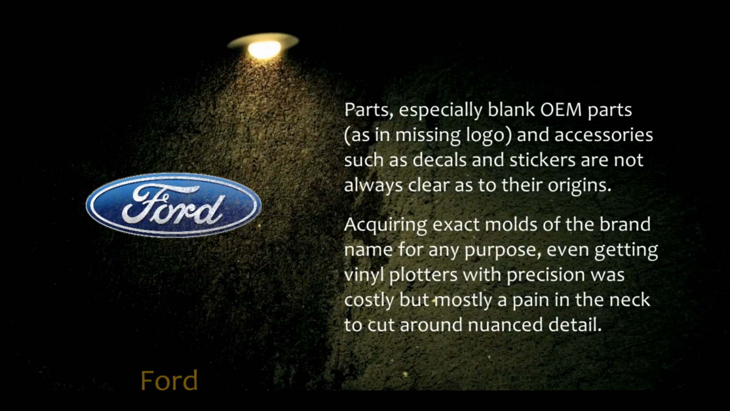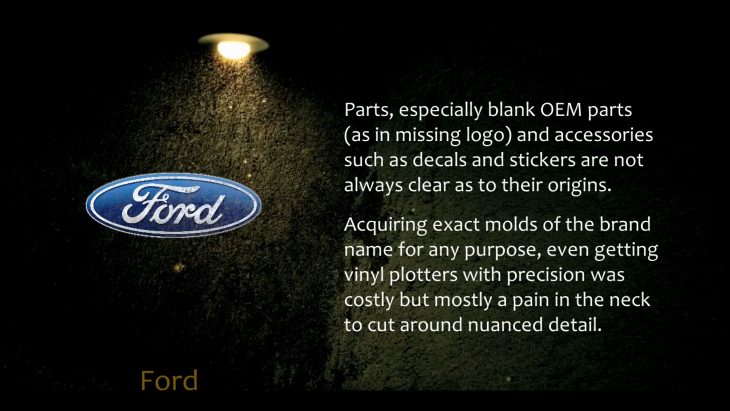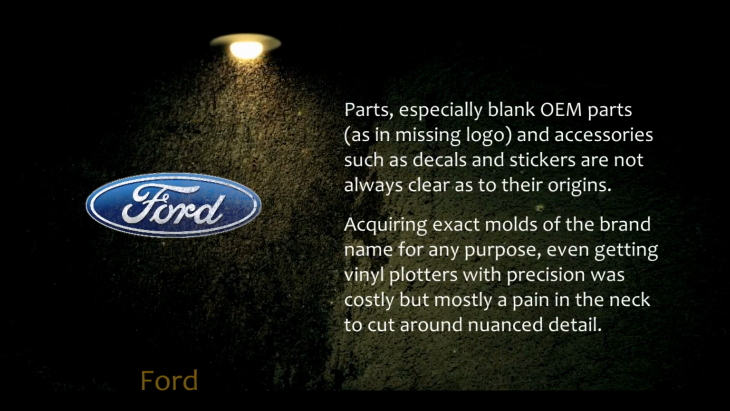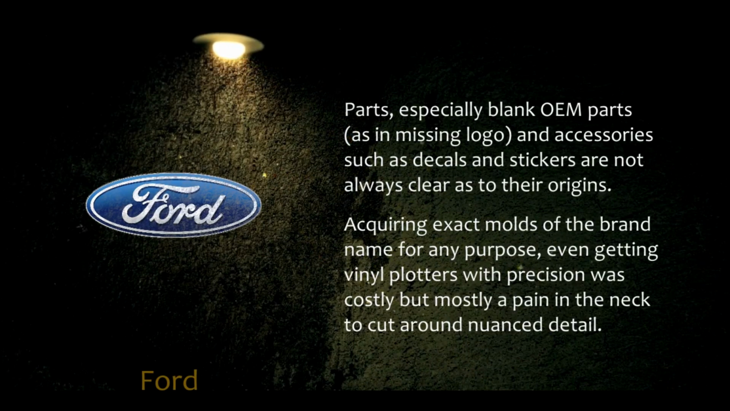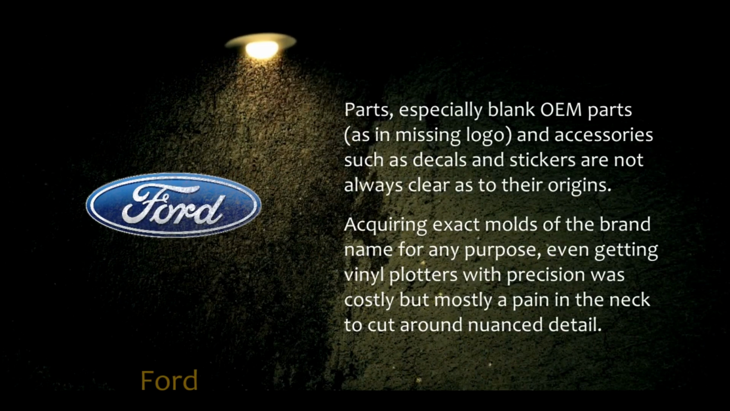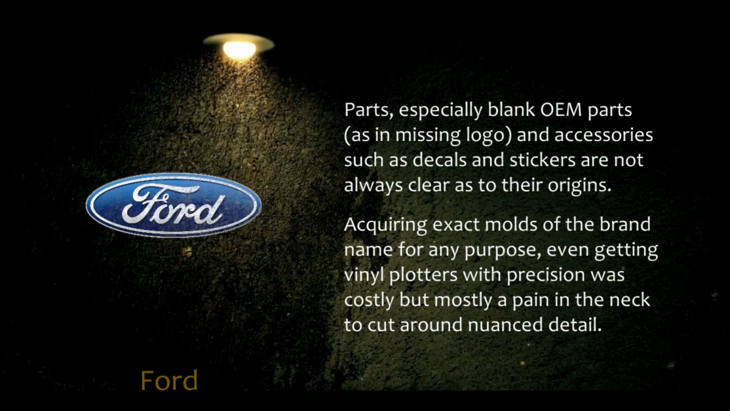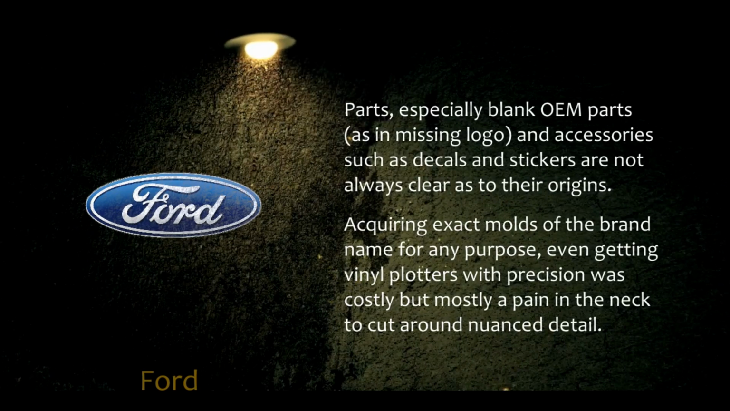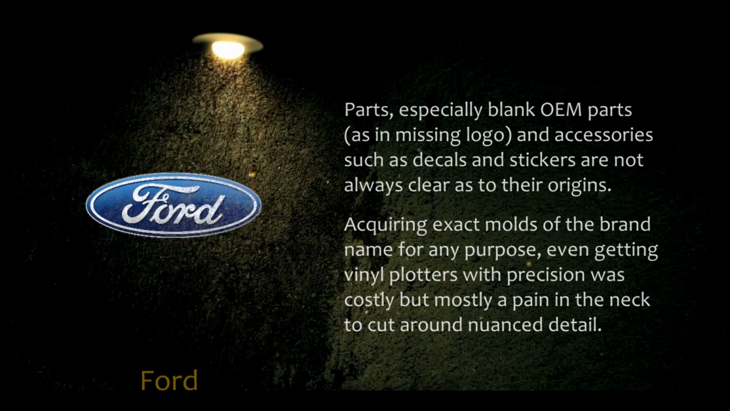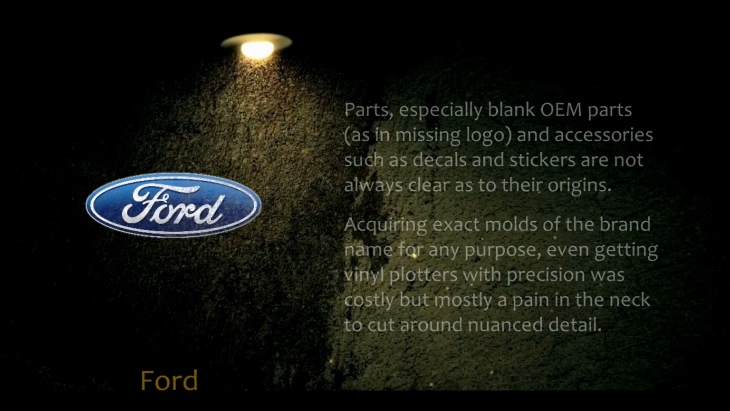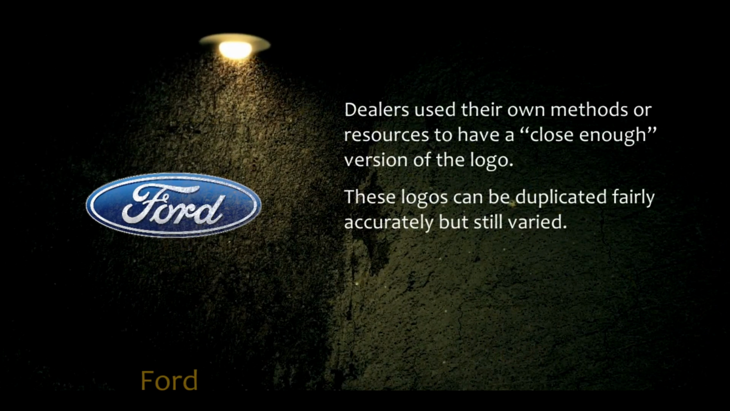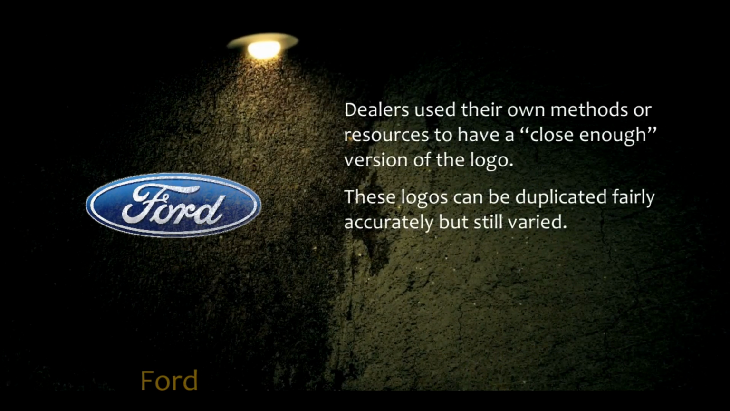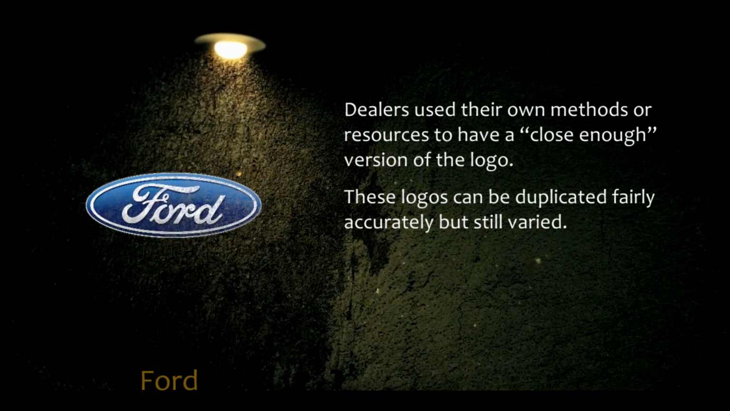Parts, especially blank OEM parts, as in missing logo, and accessories such as decals and stickers, are not always clear as to their origins. Acquiring exact molds of the brand name for any purpose, even getting vinyl plotters with precision, was costly but mostly a pain in the neck to cut around nuanced detail. Many dealers used their own methods or resources to have a close enough version of the logo. Different scenarios are always involved which add to confusion.